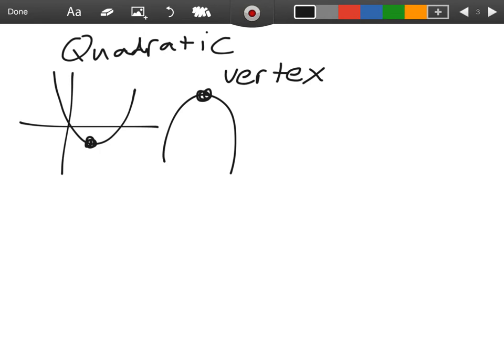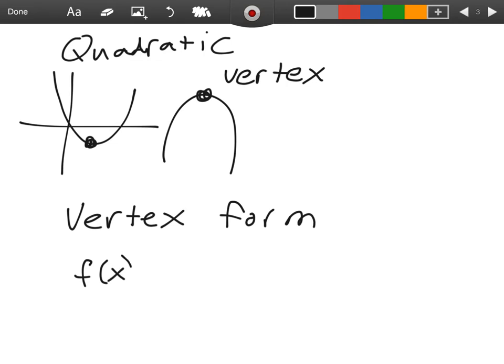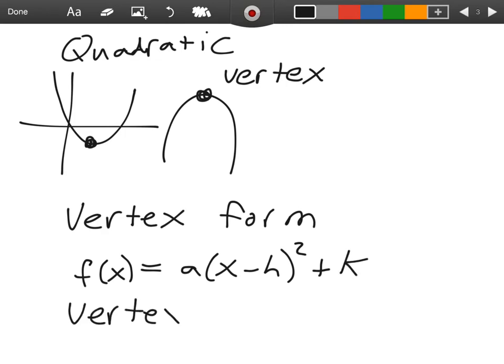So with a quadratic, we have something called vertex form. If something is in vertex form, it looks like this. This is a certain form of a quadratic. If it's in that form, the vertex is (h, k). Okay, but they're not always in vertex form.